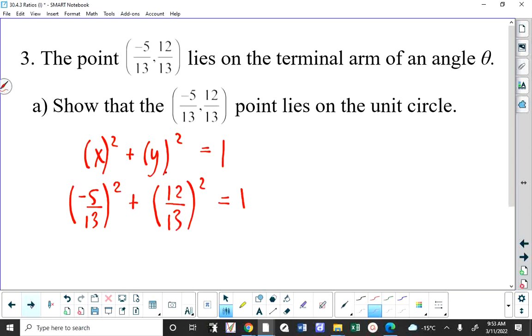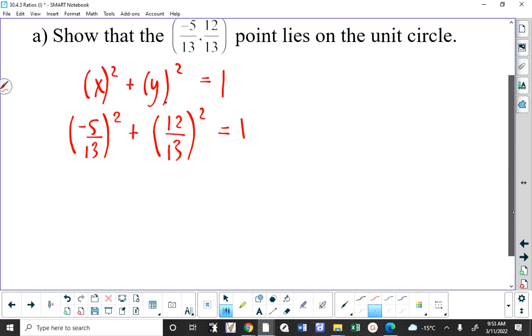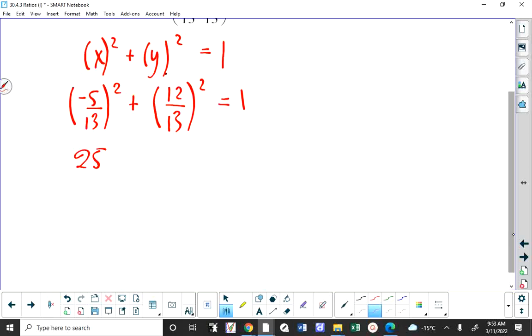And, you know, we could do this on paper and write 25 over 169. Negative 5 squared is 25. 13 squared is 169. 12 squared is 144 over 169. And by the way, what we're doing here is we're really questioning whether we're going to get 1. We don't know that it's equal to 1 yet.